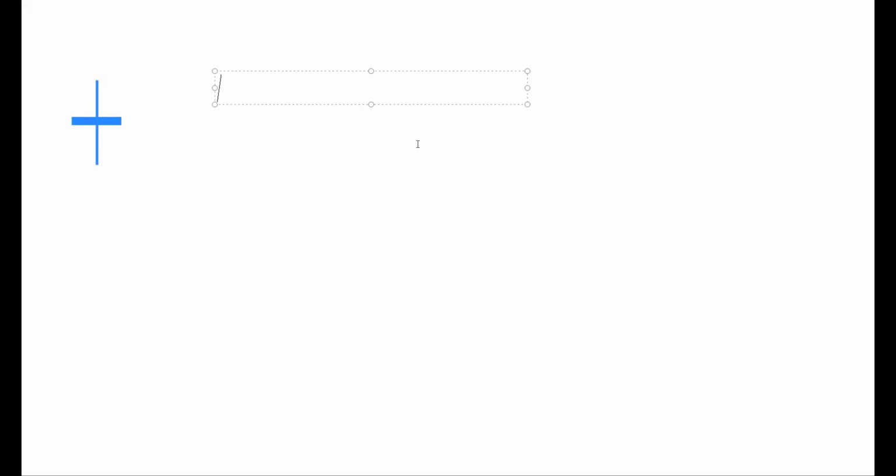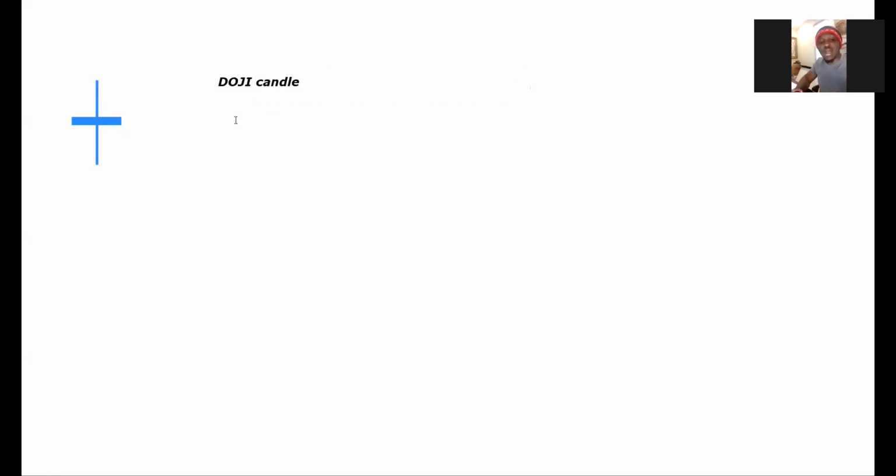Yep, I'm seeing some answers. This is definitely a doji candle. And simply, a doji candle is telling you that the market is not sure where it wants to go. The market is not sure where it wants to go.